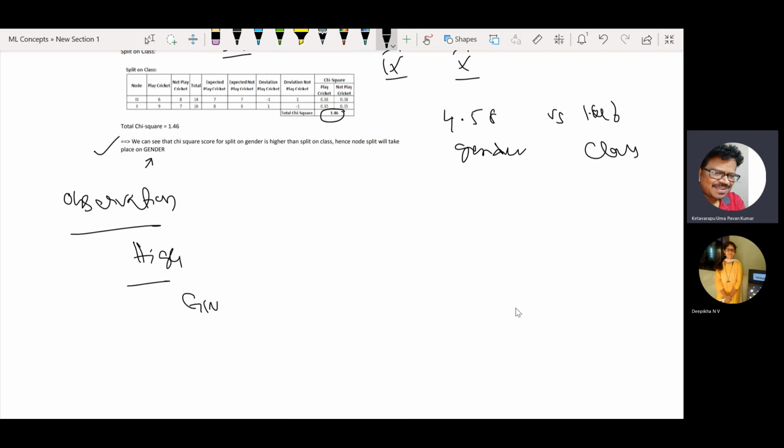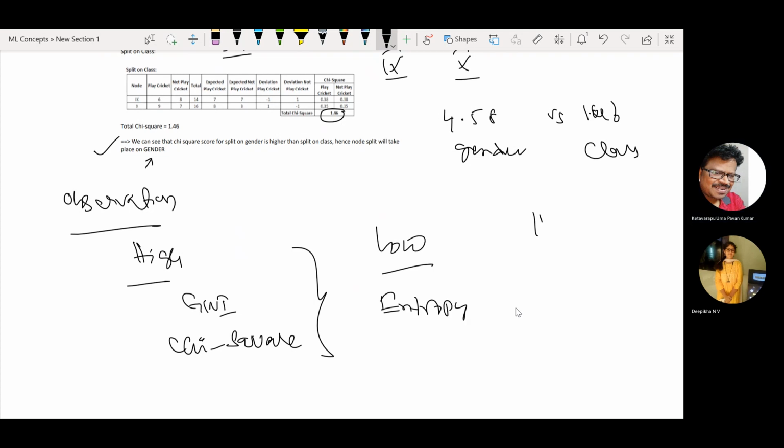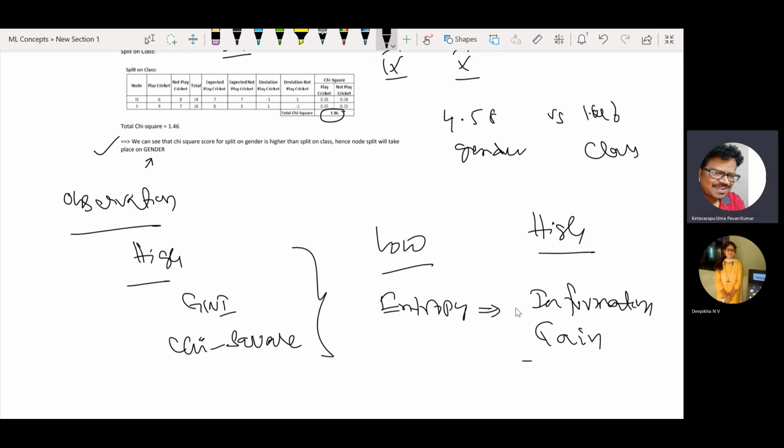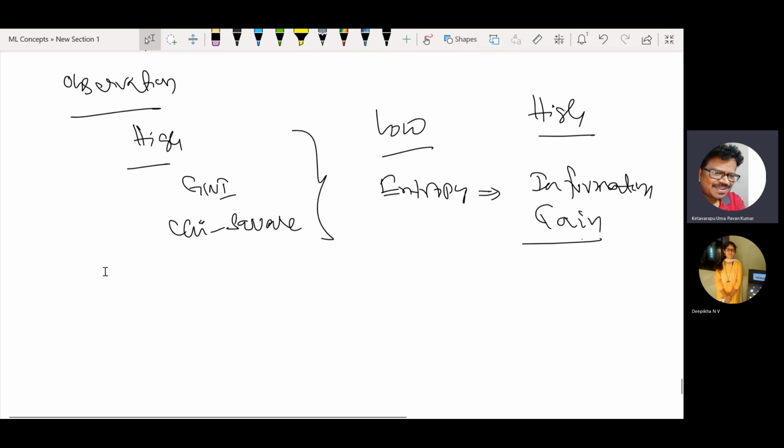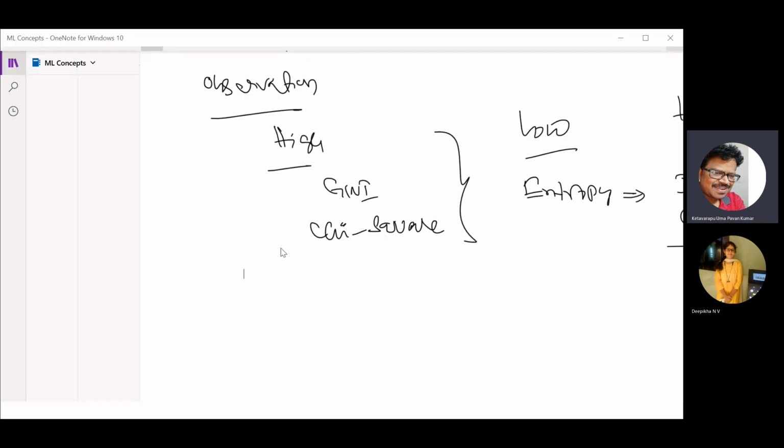The final observation is which are all the things that should be high. Your Gini must be high, your chi-square score must be high, whereas your entropy must be low. And what should be high based on this? Information gain. Your information gain must be high. So with this, we have some other last aspect, friends.